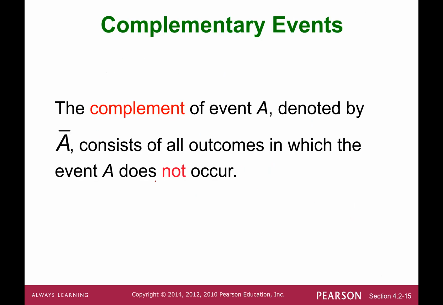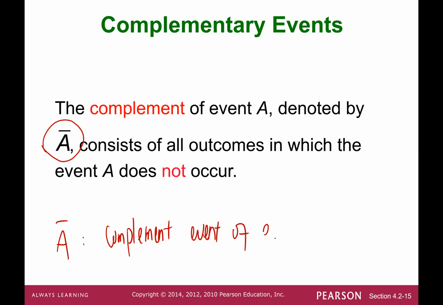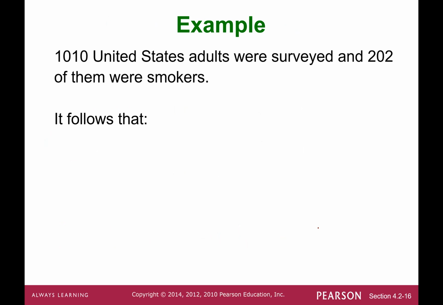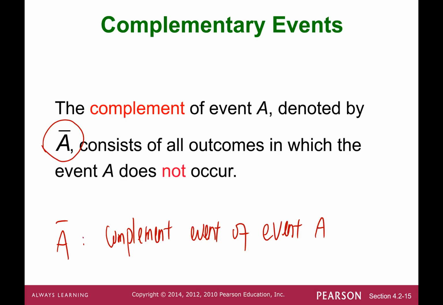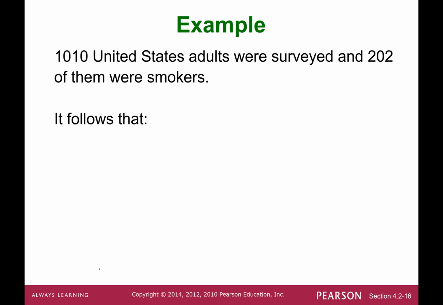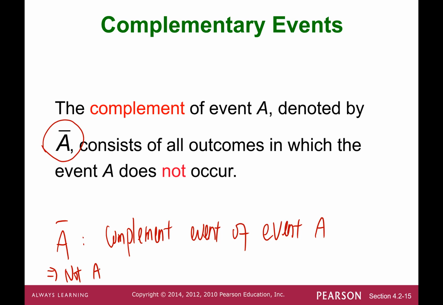Okay. Now, another important concept in this probability field is called complementary events. The complement of event A, we use this notation A bar, or A with a horizontal line on top of it, and it is called a complement event. So A bar here represents the complement event of event A. This is the meaning of this. It basically consists of all outcomes in which event A does not occur. So it's either A or not A. You can interpret this as not A. That's the essential meaning of the complement event of event A.